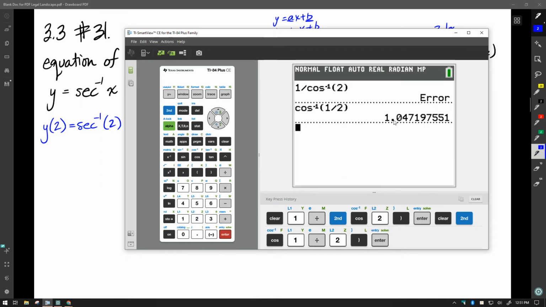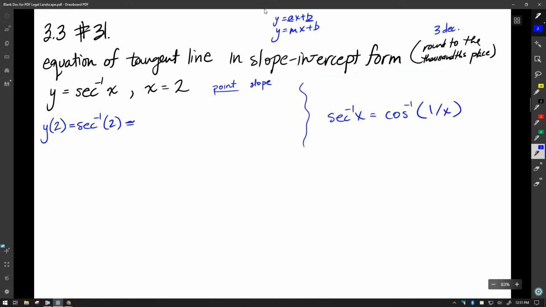And it looks like we have 1.047 if we round to the thousandths place. So let's put that in here. I'm going to change this to approximately 1.047. So there we have the point. We've got (2, 1.047).